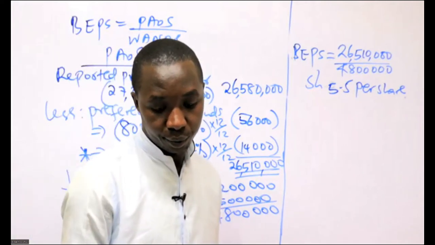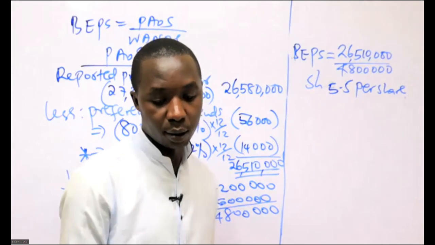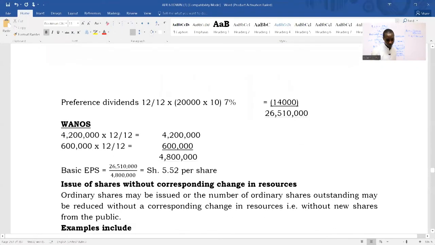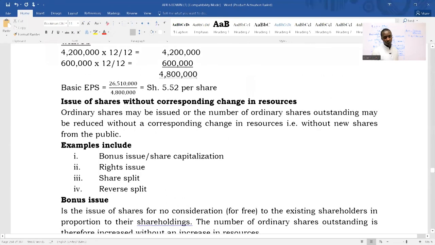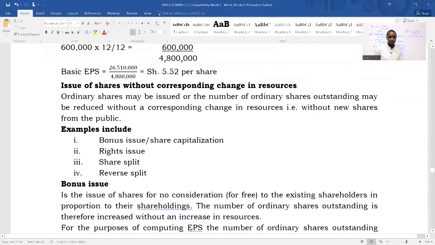Anyway, this is just a start. We have not entered into more serious questions, but obviously to build a topic, this is where you are supposed to start from. Then there's the issue of shares without a corresponding change in resources. So today, an entity can issue shares, but what it's getting in return is not equivalent to the number of shares it issued. On which scenario can this happen? We have the aspect of bonus issue, rights issue, share split and reverse split.